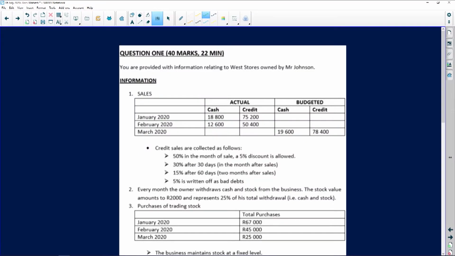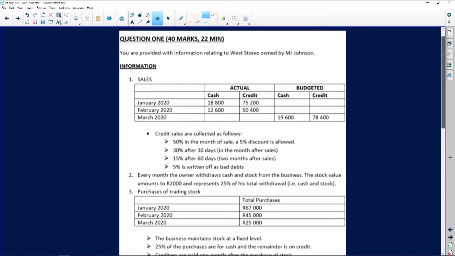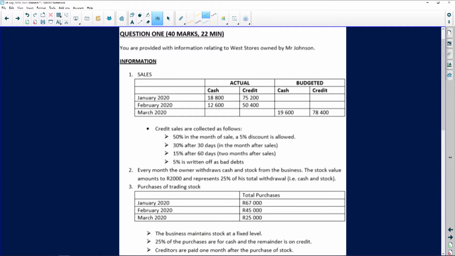Let's now look at a question on cash budgets. I'm going to go through the information first, and then we will look at the specific questions. We are provided with information relating to West Stores owned by Mr. Johnson. Very briefly, guys, I'm not going to read through every bit of information at this stage. We'll look at them in much more detail as we tackle the questions.